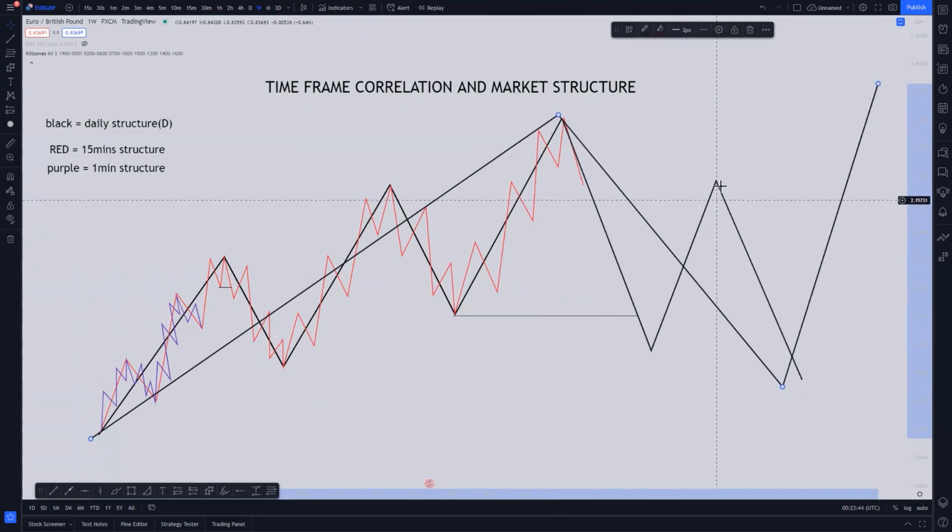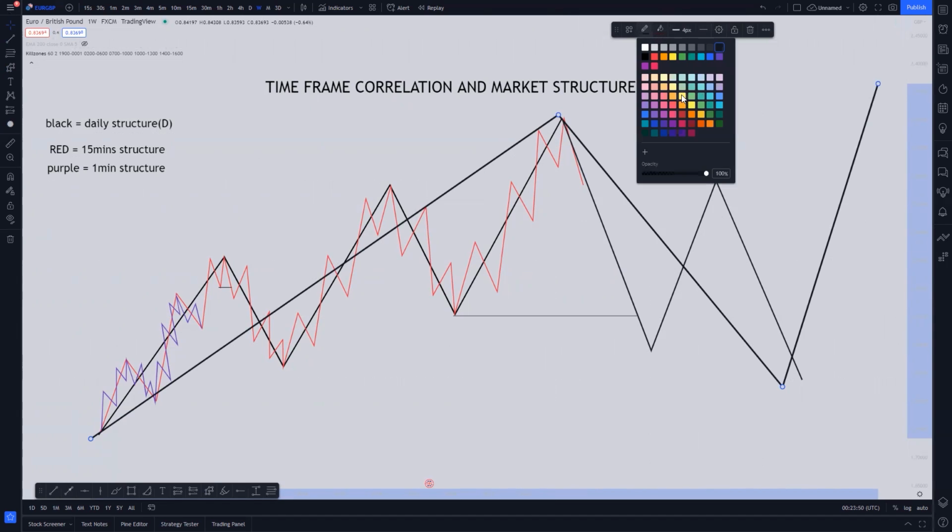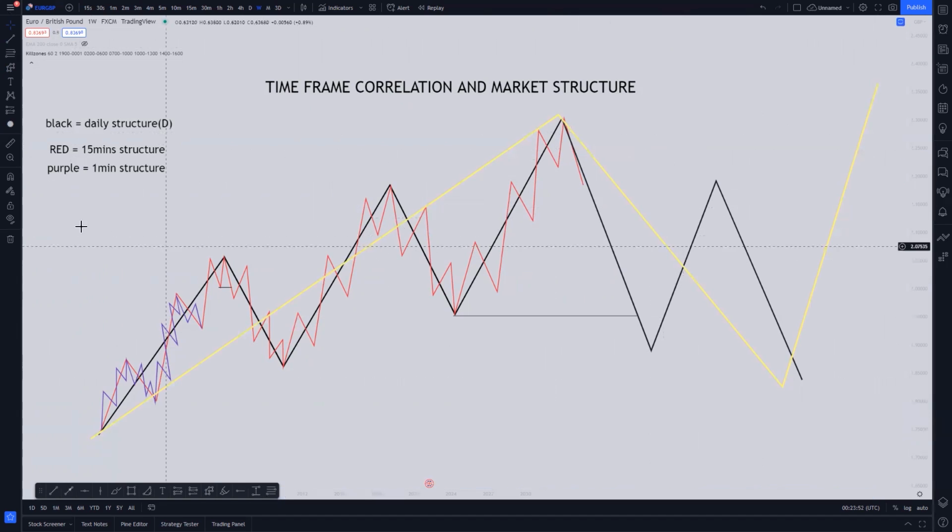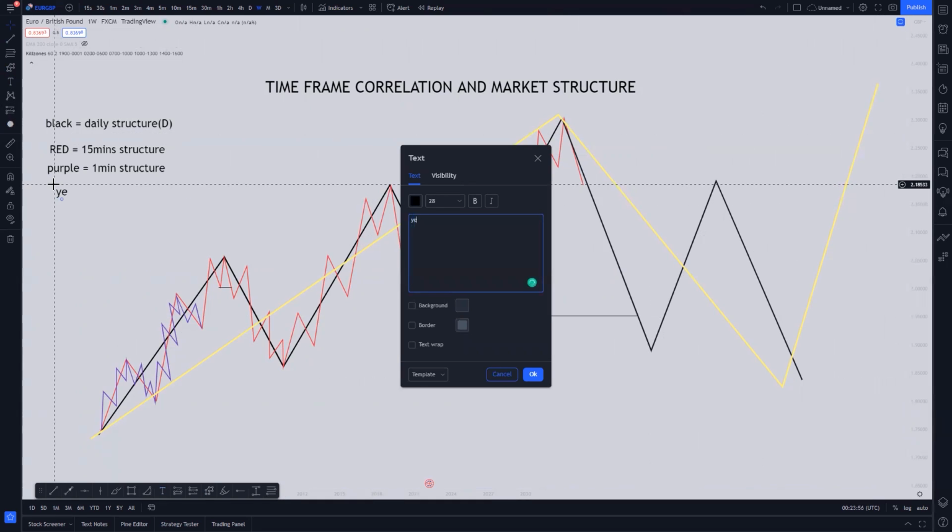Just like that. Let me change the color of this one. Let me make it 4. Let me make the color yellow. So yellow could actually be the monthly. Yellow could actually be, let's say, 2 months.